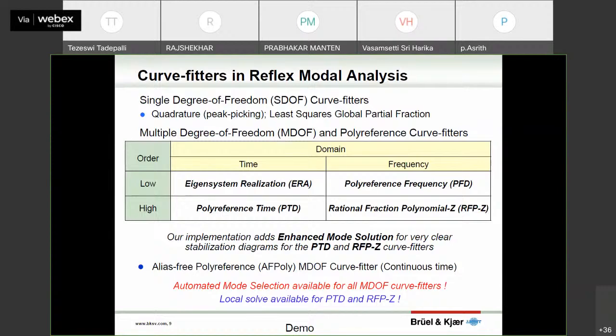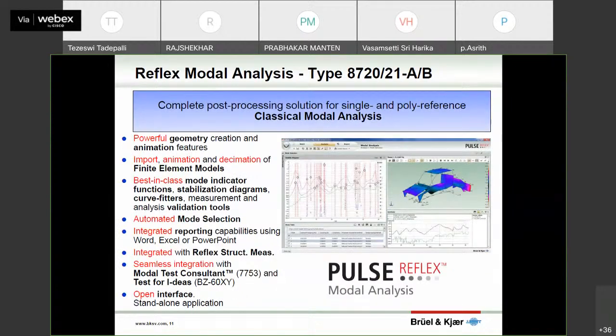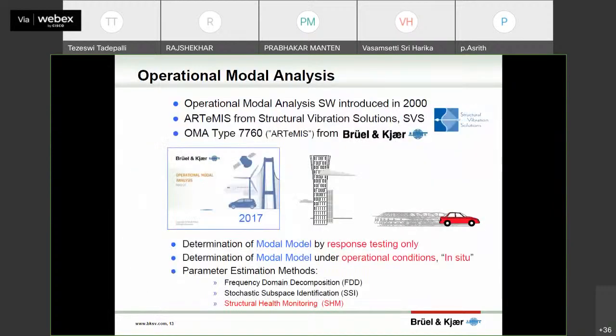improving the calculations. You could have the mode shape animation, which is side by side, top bottom overlaid. You could have the complexity plot. You are synthesizing these plots, the automac and chromac, crossmac for the model assurance criterions. All these can be separated. Then you can look at the complete system here, where you could have the stabilization diagram, the curve fitting, automatically reported Word or Excel, integration with ideas or other software, tree correlation.